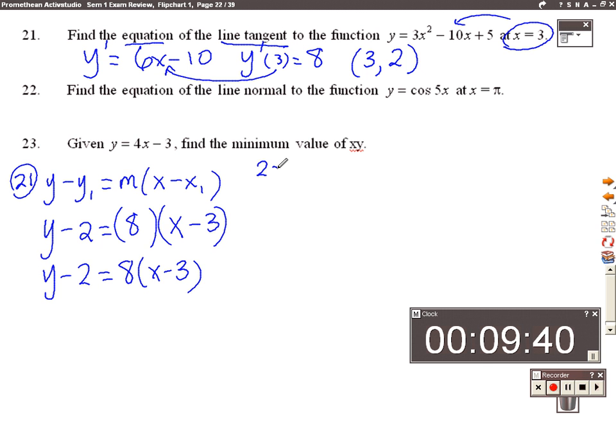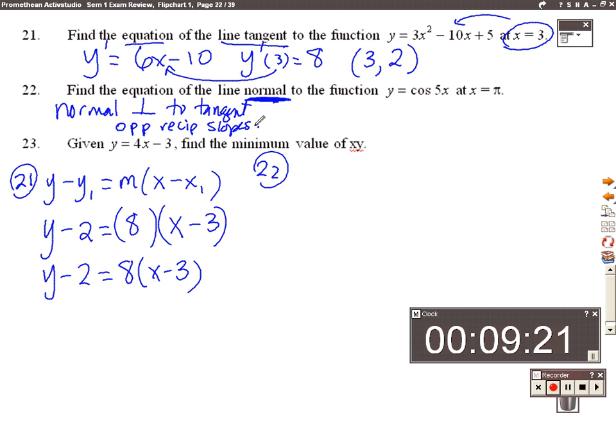Problem number 22, we're looking for the equation of the normal line. Now remember, normal is perpendicular to tangent. And if they're perpendicular, they have opposite reciprocal slopes. So I'm going to find the slope of the tangent line, and then I'm going to take the opposite reciprocal of that. The slope of the tangent line, I need to find the derivative.